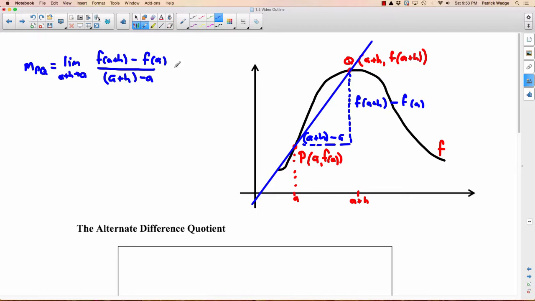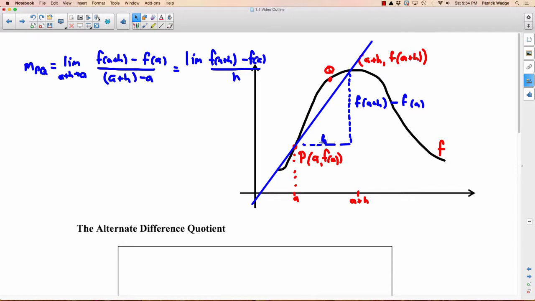I'm sure some of you are observant here and notice something on the bottom. A plus h minus a, you can cancel the a's, and you just end up with h. So actually what we could say is that the limit of f of a plus h minus f of a all over h, because that's the only thing that's left. Our change in x amount is just equal to h. As this q is moving closer and closer to p, this h is getting smaller and smaller. How small do we want h to get? We want h to approach 0.